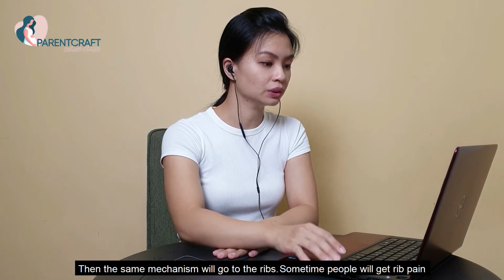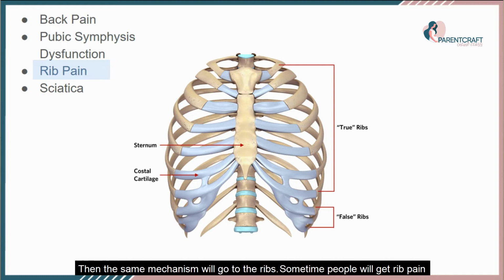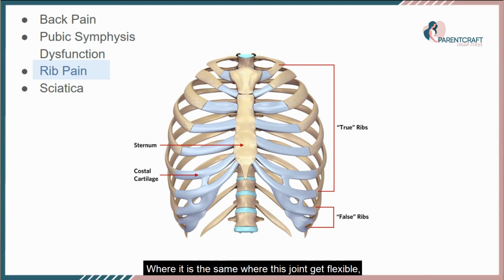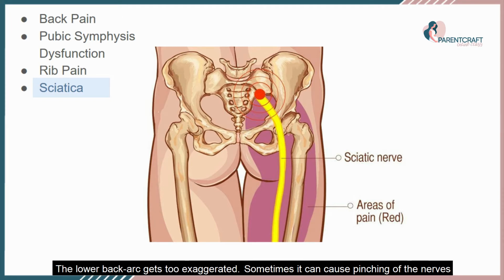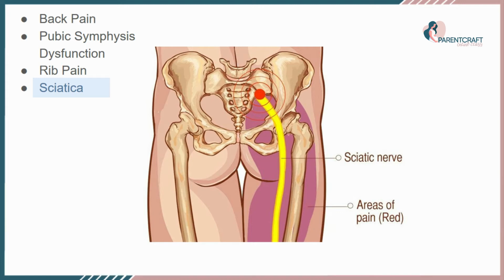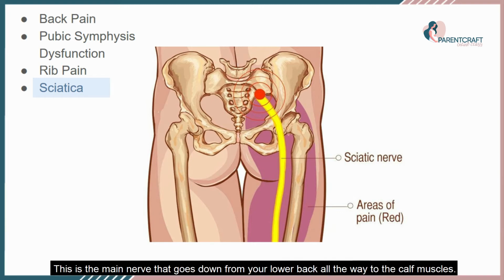Then the same mechanism applies in the ribs. Some people will get rib pain, where this joining gets too flexible and causes inflammation from too much friction. The last one you see is a very common problem. Remember the posture picture? As your lower back arch gets too exaggerated, sometimes you can cause pinching of this nerve, known as the sciatic nerve. This is a big main nerve that goes down from your lower back all the way to the calf muscles. If you have this problem, you usually feel a shooting pain all the way down your legs.